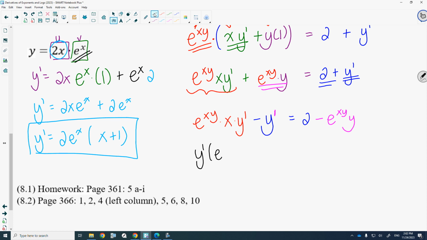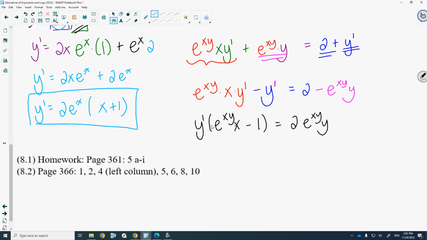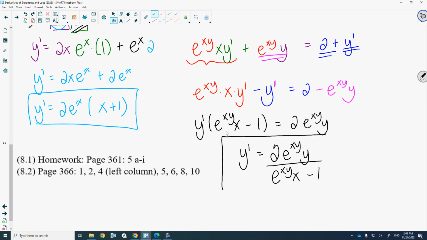And I will get e to the xy times x minus 1 is equal to 2e to the xy times y. Then I want to get y prime by itself by dividing both sides of the equation by this factor. And I will get y prime is equal to 2e to the xy times y over e to the xy times x minus 1. And that is your derivative.